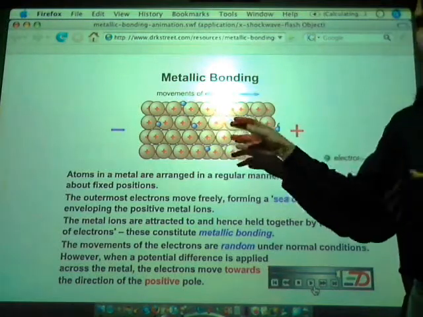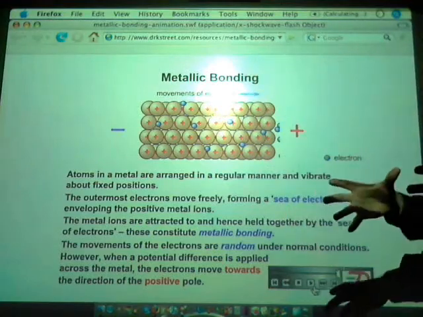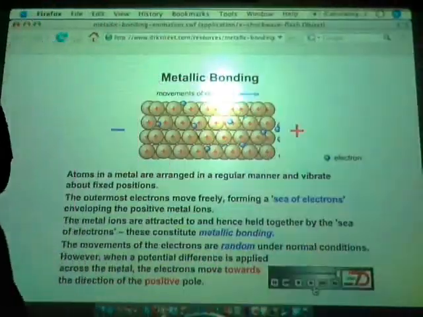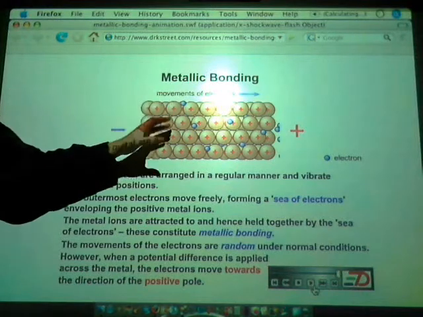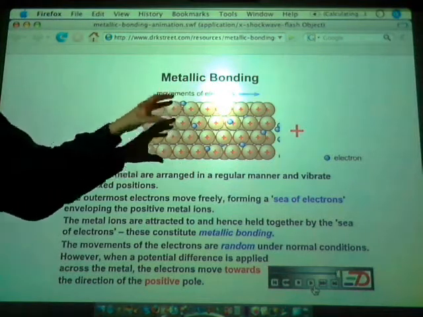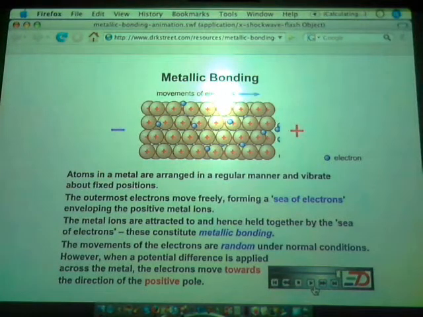Each of these guys ends up forming an ion, and the sea of electrons holds them all together like a glue. Now, I've got another clip of this, and the metallic bond explains all of the properties we think of when we think of a metal. What do we think of? I'm going to get to those properties right now.